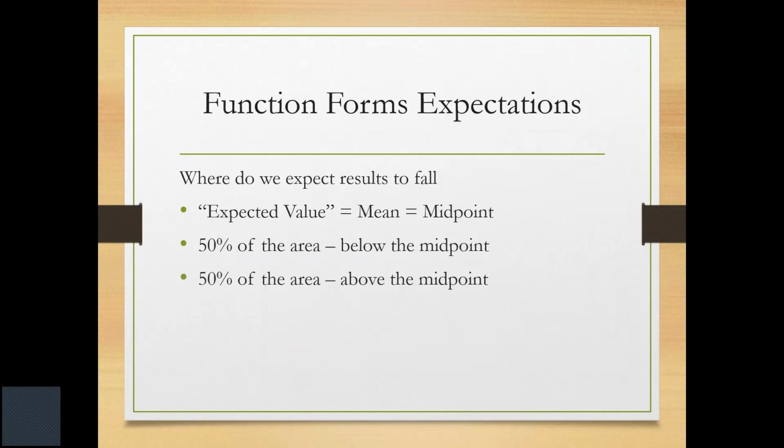So we want to ask things like, where do we expect the results to fall? The expected value of this is the mean, which is the midpoint. And by the way, it's a symmetric function. And so the mean should be equal to the median in the standard normal curve. Also, 50% of the curve is below the midpoint and 50% of it is above the midpoint.